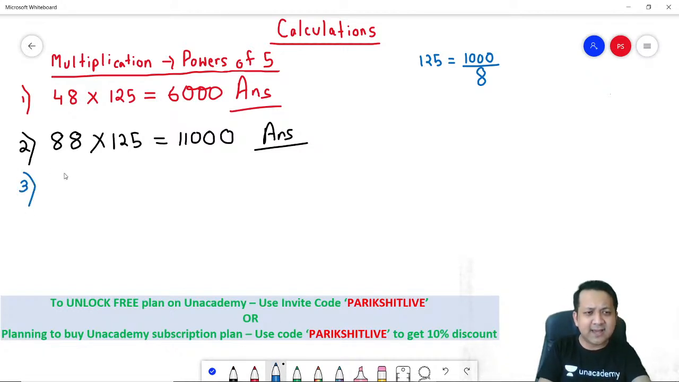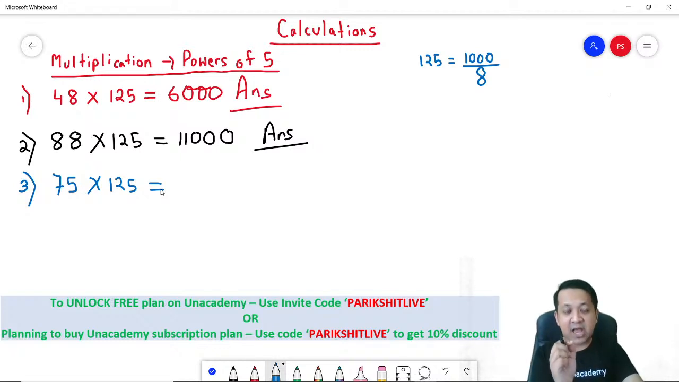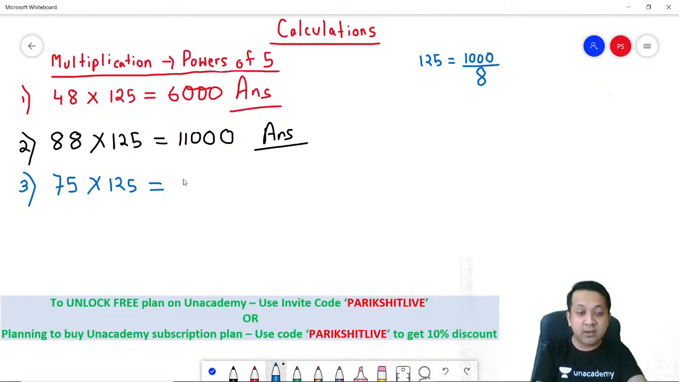Let's say another number. Let's say you are taking the number as 75. 75 into 125. Same logic. 125 is 1000 divided by 8. So divide by 8. If you divide 75 by 8, what is the quotient? 8 nines are 72. So remember the remainder is 3. So 3 into 125 is 375, and that's your answer.